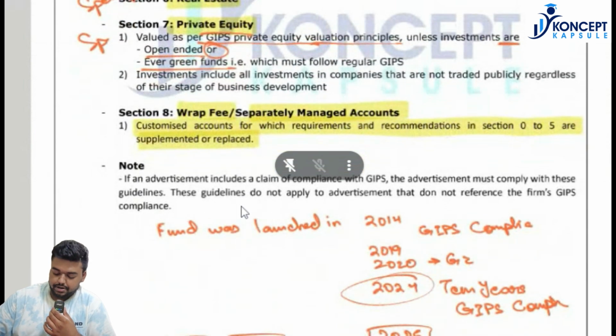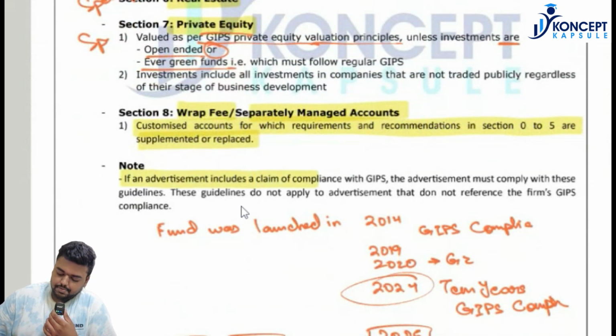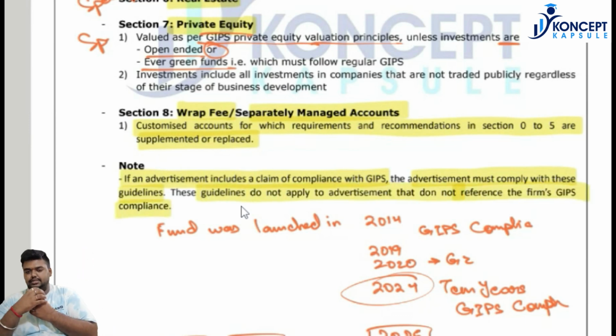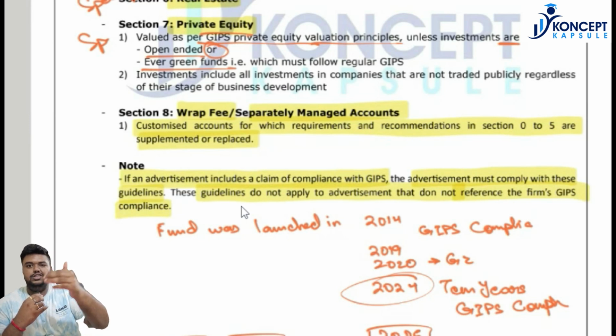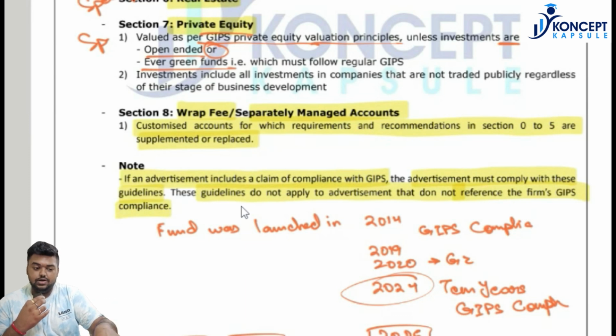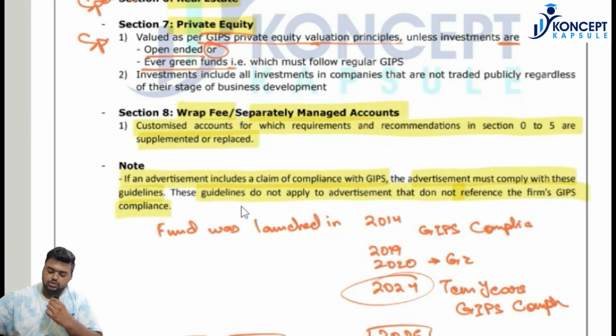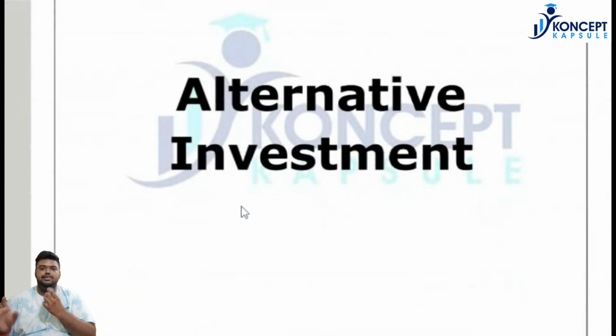Now, a last and important point. If an advertisement includes a claim of compliance with GIPS, the advertisement must comply with these guidelines. These guidelines do not apply to advertisements that don't reference a firm's GIPS compliance. So what does it say? It says that if you are advertising your fund and you are saying that you are GIPS compliant, then you have to be compliant. If you are not claiming any sort of GIPS compliance, then you are not required to actually be compliant. So guys, with this we are done with our topic of introduction to GIPS.